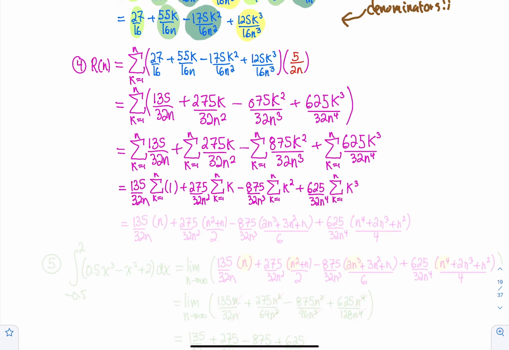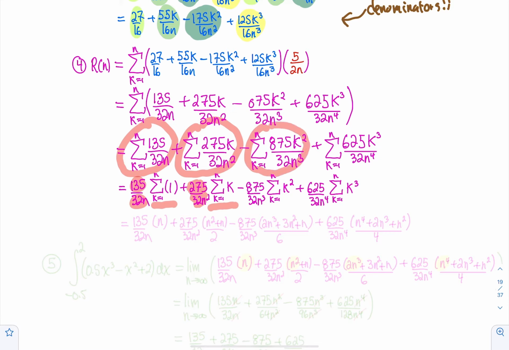For the first summation, everything can go outside, the 135/32n. Of course, be careful when you're factoring everything out, you're leaving 1 behind. For the second sigma, you can factor out the 275/32n², leaving inside just a k. For the third one, you can factor out the 875/32n³, leaving the k squared inside. And for the last one, you can factor out the 625/32n⁴, leaving the k cubed.